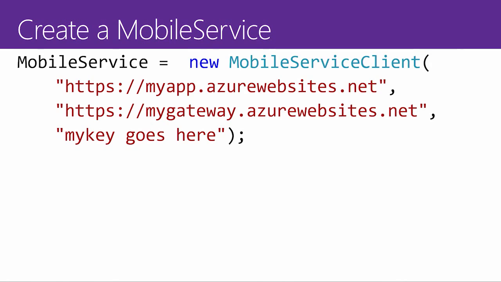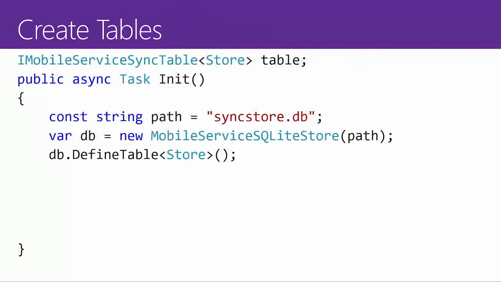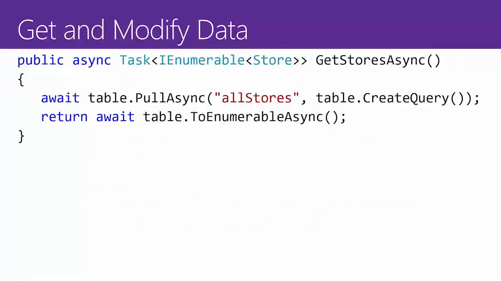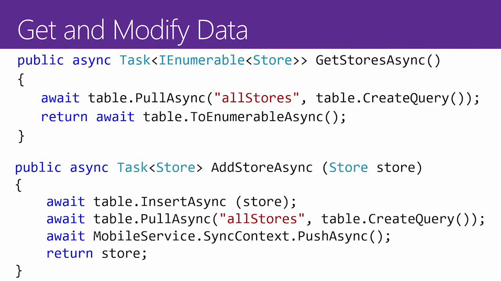Simply download the NuGet packages and create your mobile service client. Then, to create some tables, all you've got to do is create a SQLite store, define a table, and create it. Now, when we want to add or remove any items, simply get all my stores asynchronously, pull asynchronously. Then, to add a store, insert it, pull the current version, and synchronize.